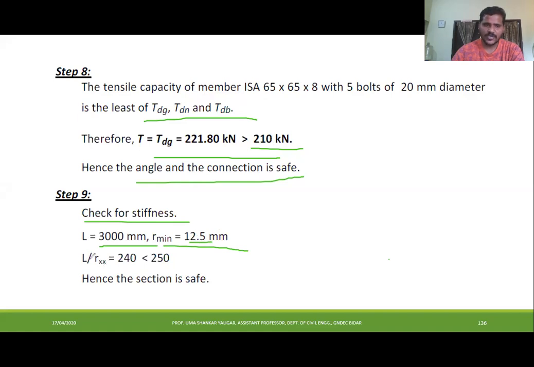Okay, slenderness ratio KL by r. This is actually the effective length that is given. The slenderness ratio you are getting is 240. Hence it is less than 250 as per your IS code provisions. Hence it is safe.